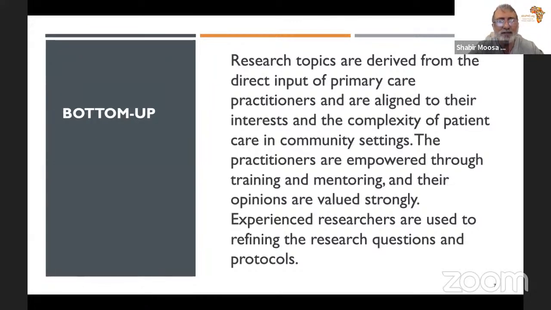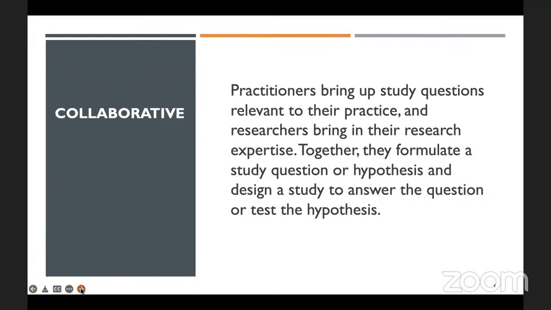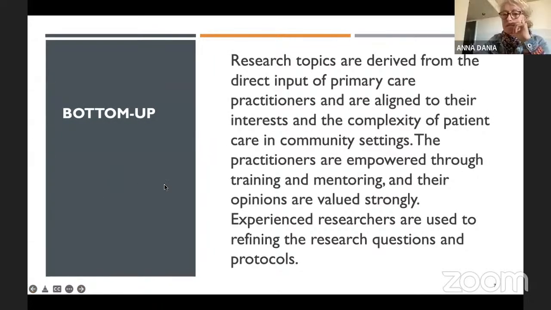I think you've given some really useful ideas. Thank you very much for these clarifications. And I would like to say that thinking about your group, I was thinking that the collaborative model that I just mentioned before, which brings the practitioners and the academics together, and the practitioners bring their study questions, or the students bring their study questions, and the experienced researchers support them to conduct their research, is a startup step, let's say, like that. Very much. Here we have the case of bottom-up networks, where the topics are derived from the direct input of primary care practitioners, and they are aligned fully to their interests and the complexity of the patient care in the community settings, in primary care settings.